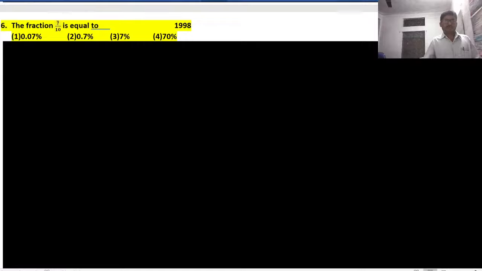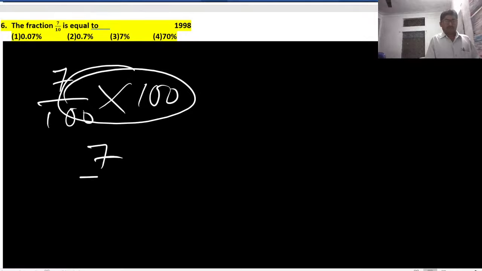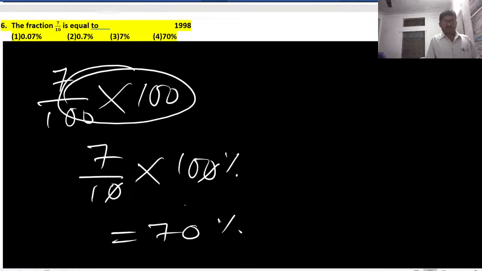Question number 6. The fraction 7 by 10 in percentage is 7 by 10 into 100 percentage. The zero gets cancelled, so 70 percentage, option 4.